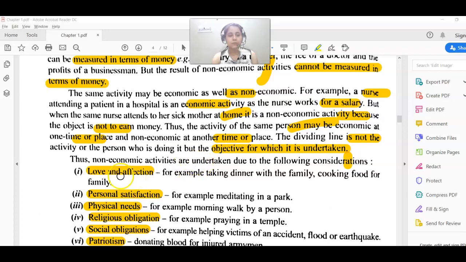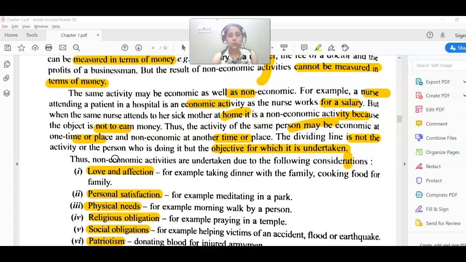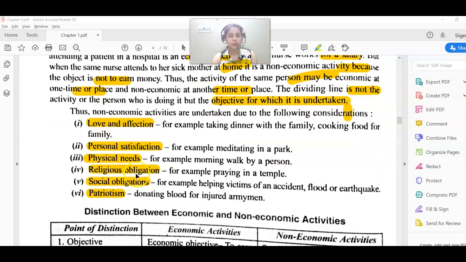So these following points are very important. When you get this question, definitely put these answers in points. You will get better marks. Love and affection, for example, taking dinner with the family, cooking food for the family. Personal satisfaction, for example, meditating in a park, or a morning walk by a person. Religious, going to the temple. Social benefit, for helping victims of an accident, flood or earthquake. Patriotism, donating blood for injured army men.